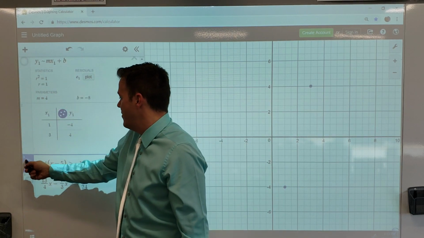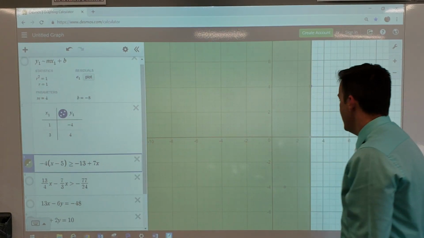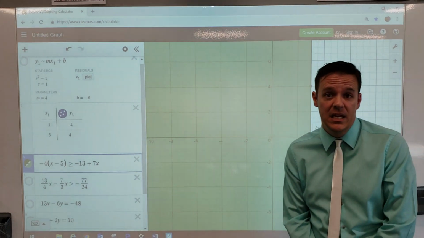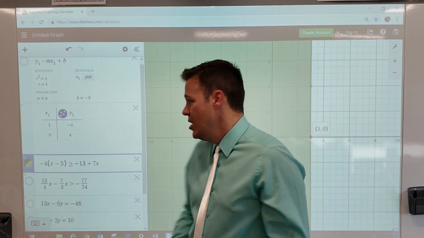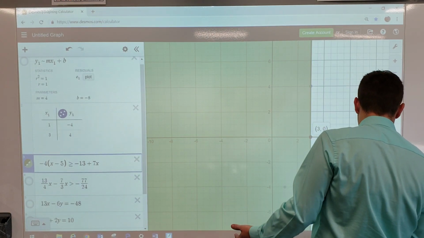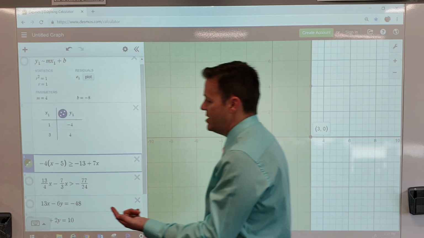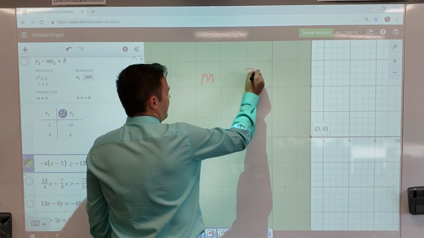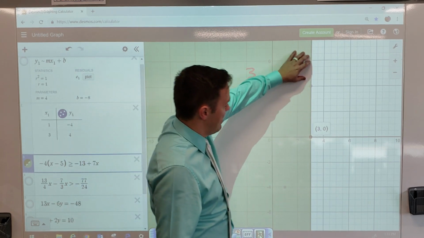Let me turn this one off. Bam. When you graph this first one on Desmos, you get an x value of 3. So what does that mean? What it means is that your value that you're looking for, your m, is actually in this case a letter 3. So we know we have m and we know we have 3. That is where everything ends.